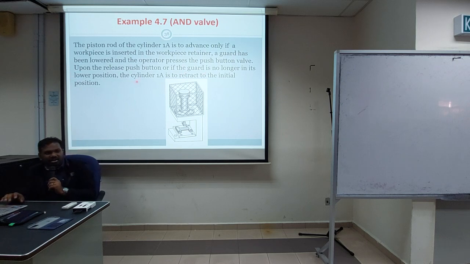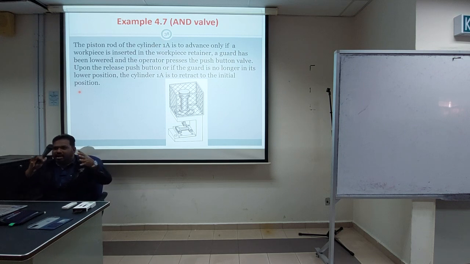for release, how many conditions? For retract. Extend has 3 conditions. So one, the workpiece must be inserted, there is a roller valve at the bottom to detect. Then the guard is lowered, then press the push button. There are 3 conditions.